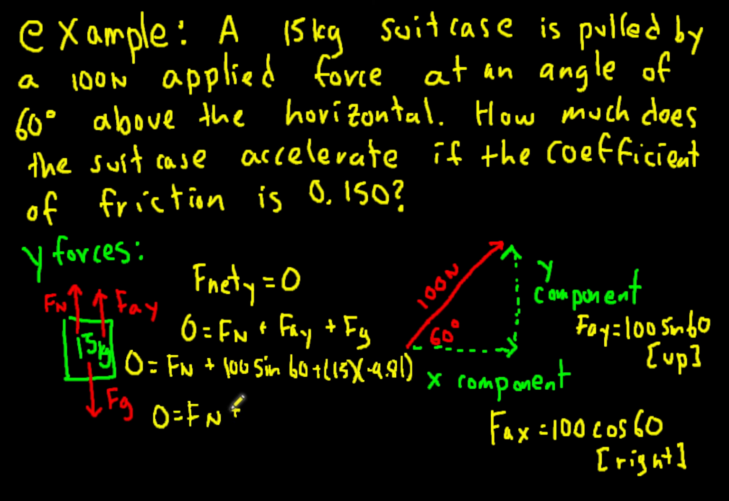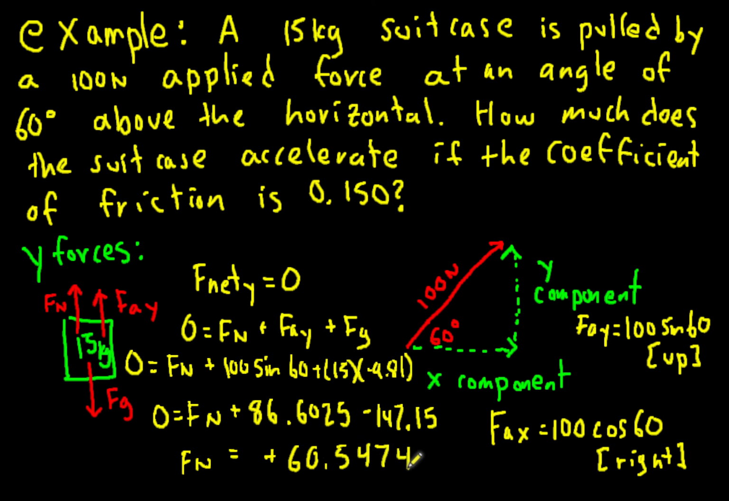0 equals Fn plus, the combination of the other two numbers is 86.6025 minus 147.15. If we solve for Fn, we find that Fn equals positive 60.547459 newtons.